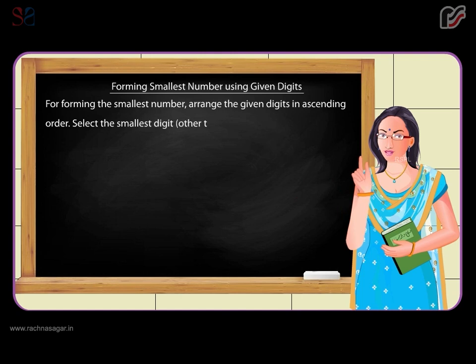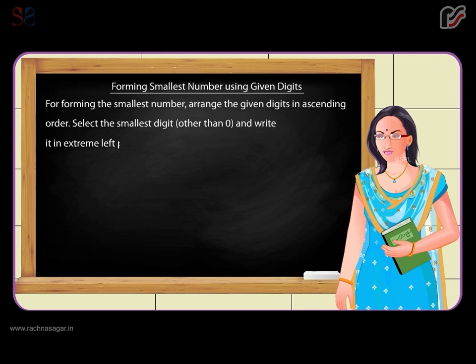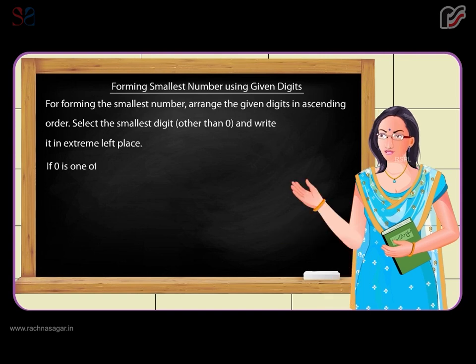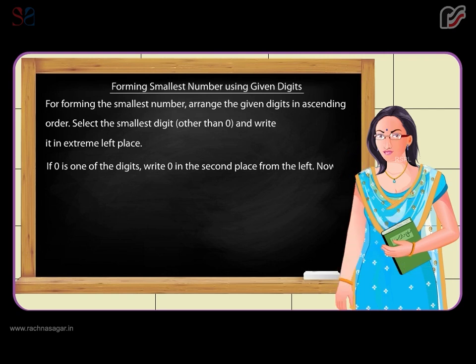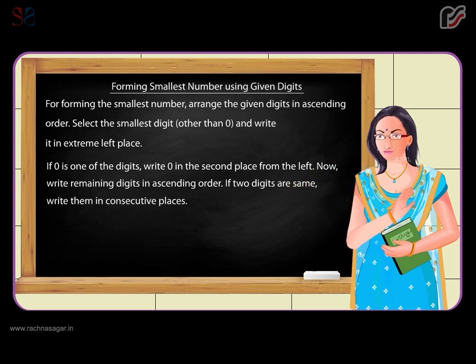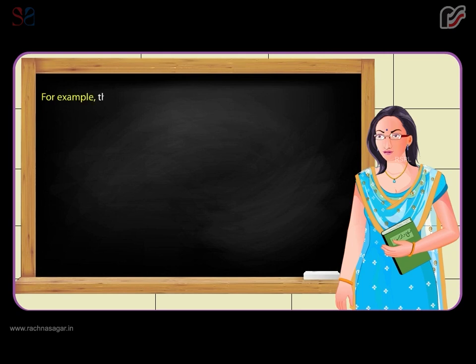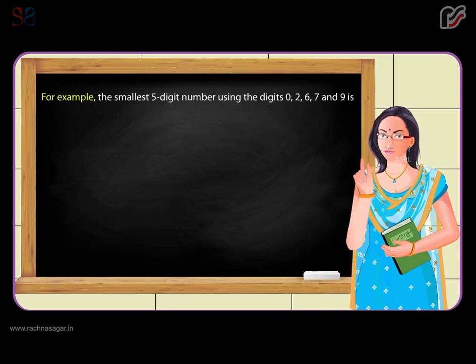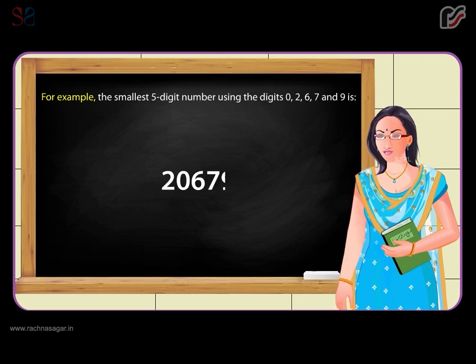For forming the smallest number, arrange the given digits in ascending order. Select the smallest digit other than 0 and write it in extreme left place. If 0 is one of the digits, write 0 in the second place from the left. Now, write remaining digits in ascending order. If two digits are same, write them in consecutive places. For example, the smallest 5-digit number using the digits 0, 2, 6, 7 and 9 is 20,679.